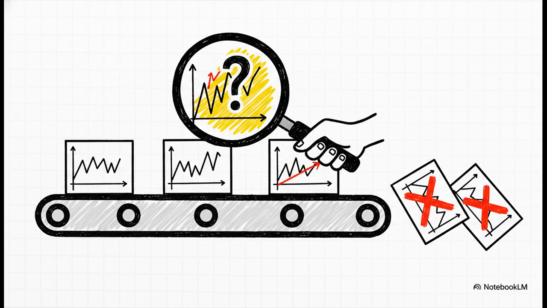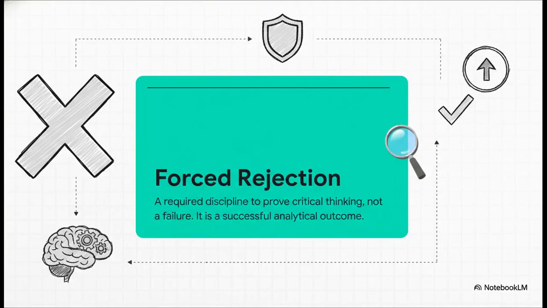You are a quality control inspector. Your only job is to look at a setup and actively search for reasons to disqualify it based on the target logic we just covered. This brings us to a concept I call forced rejection. See, saying no to a trade setup isn't a failure. It's actually a successful outcome. It proves that you're thinking critically and sticking to your rules. It's a required discipline, not a sign that you couldn't find anything good.